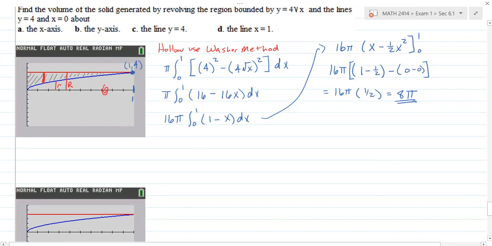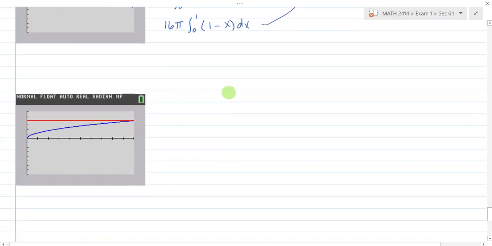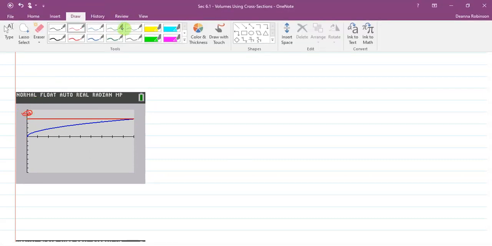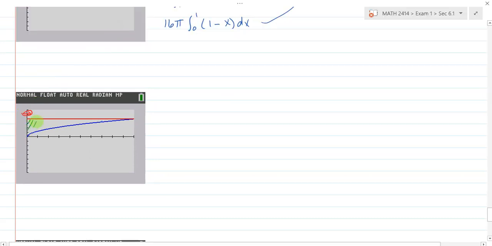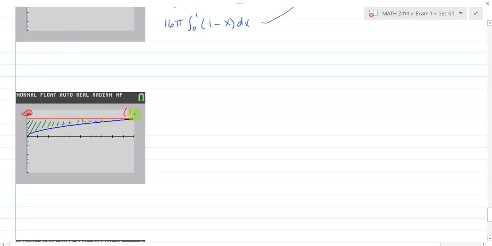For part B now, we're revolving around the y-axis. So when we revolve this around the y-axis, our shaded region hasn't changed. It's still the region bounded between these curves. This point is still the point (1, 4). And our representative rectangle has to be perpendicular to the axis of revolution. So I'm looking at a delta y here. So now my integral is going to be a dy. The variable of integration is going to be y.